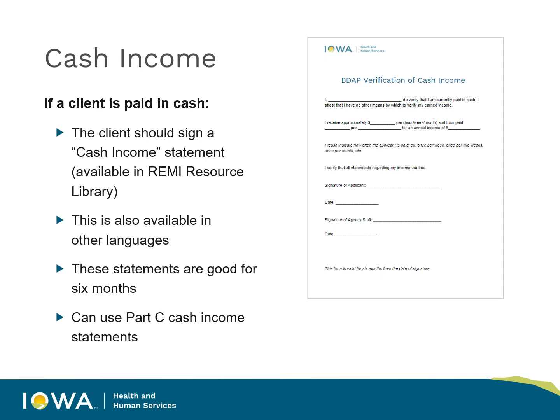If a client is paid in cash, the client should sign a cash income statement that is available in the REMI resource library. It's also available in other languages. These statements are also good for 6 months. And if your agency uses a sliding scale or a Part C cash income statement, you can use those as well. Just please be sure that they're dated within the last 6 months from the date you're submitting the application.